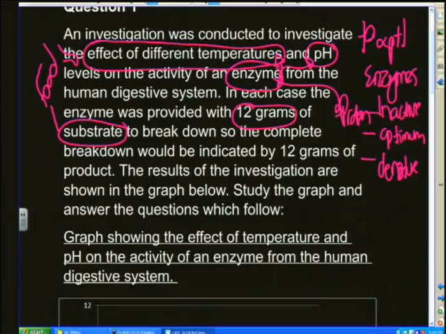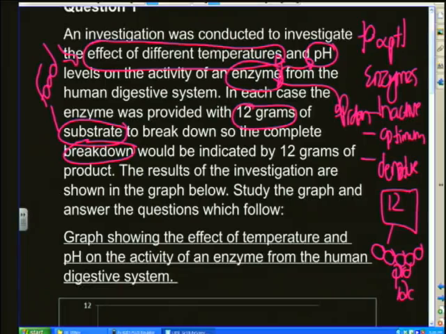To break down to the complete breakdown, so if we have the substrate which is whole, 12 grams, enzymes are biological catalysts. They break down things. Our end product must also be 12 grams of product. Okay, so if I started off with 12, I need to finish off with 12, but they need to be changed. I need to break them down into smaller parts.